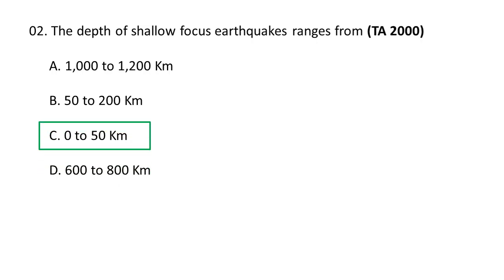Shallow focus earthquakes range from 0 to 50 kilometers deep, and the depth of an earthquake is known as its focal depth. Earthquakes are classified based on their focal depth into three categories: shallow, intermediate and deep. Shallow earthquakes have a focal depth of 0 to 50 kilometers, intermediate earthquakes 50 to 300 kilometers, and deep earthquakes around 300 to 700 kilometers. So the depth of shallow focus earthquakes ranges from 0 to 50 kilometers. C is the correct option.